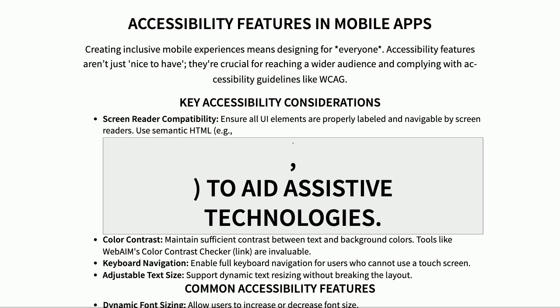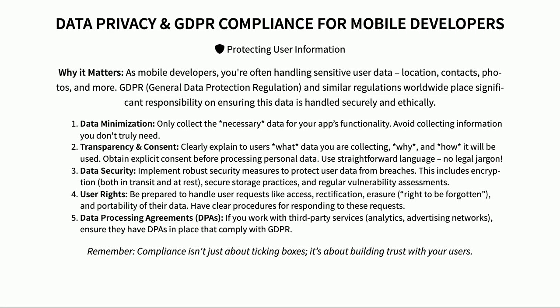Okay, let's talk about keeping user data safe, a really important aspect of mobile development. Basically, GDPR and similar regulations mean you have to be super careful about how you collect, use, and protect personal information. Start by only asking for the bare minimum needed for your app to work. Be upfront with users about what you're collecting and why. Get their clear consent first.